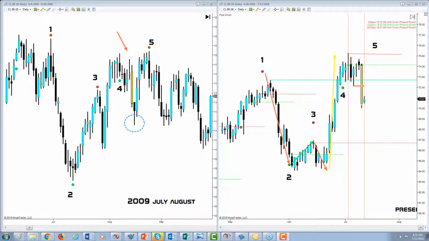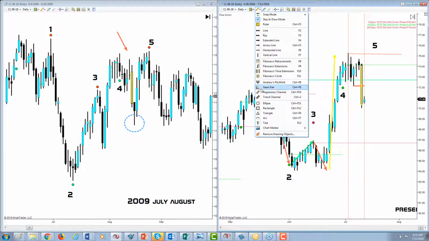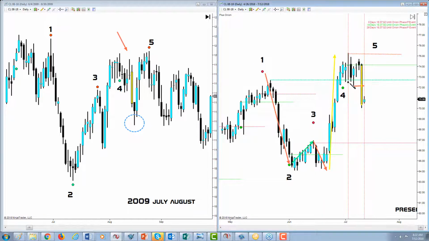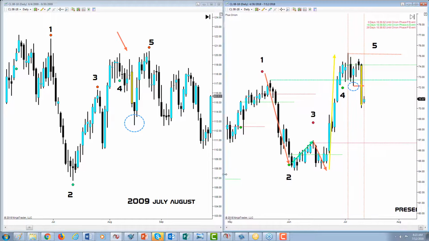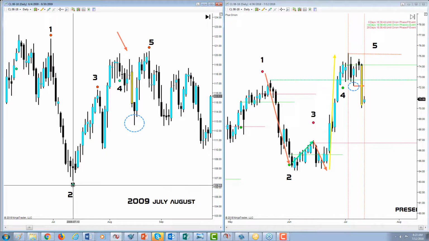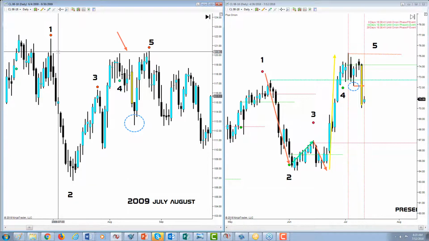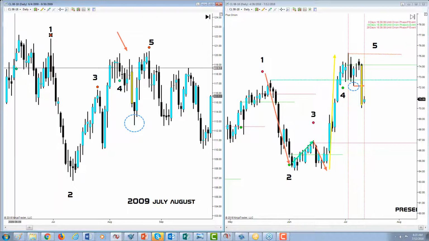So like I said yesterday, we were looking for a stop run in crude of that low. We were looking for a stop run of this low based on the comparisons between the present pattern in crude futures and the pattern in 2009.